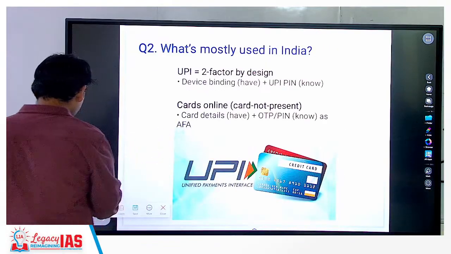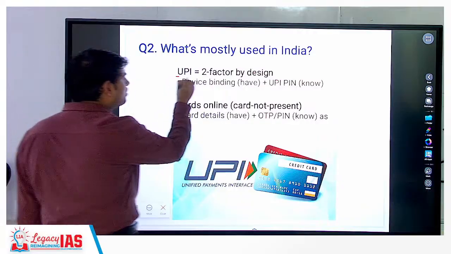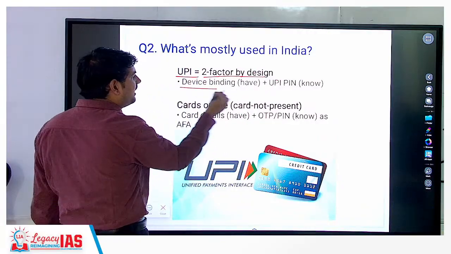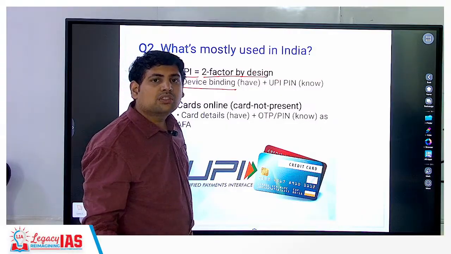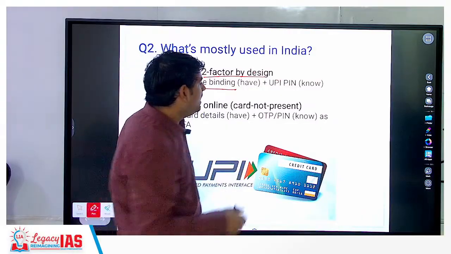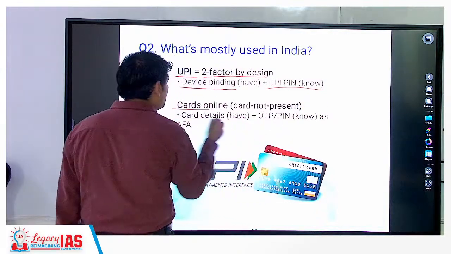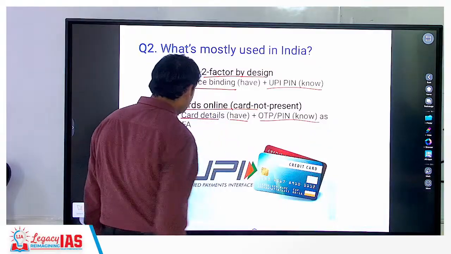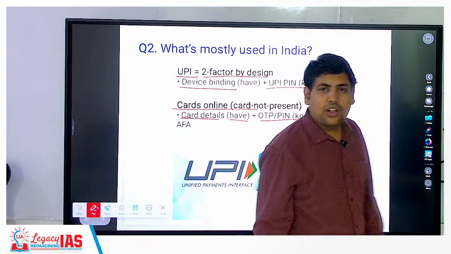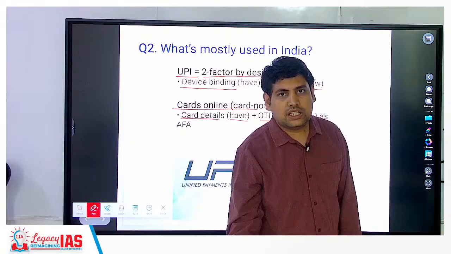Now, what is mostly used in India? As you saw, UPI is two-factor by design. Device binding, that is, you must have this device to make a transaction with my UPI, and the UPI PIN. Then cards online also need card details that you must have, and an OTP or PIN. Correct?